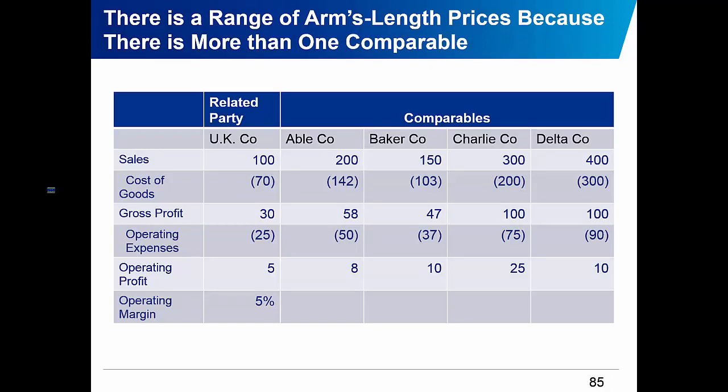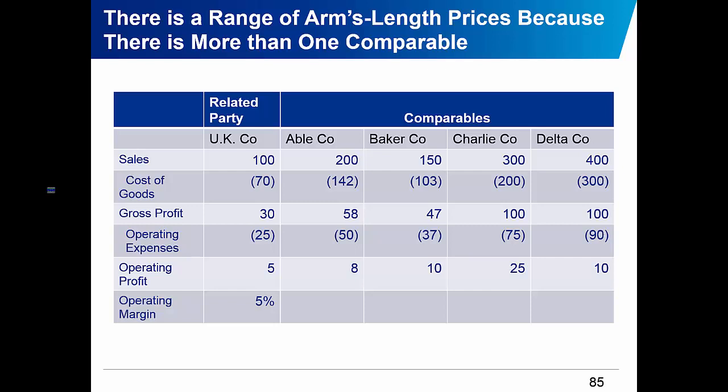The first one is the one that was on the previous slide. We're going to call them Able Company now. They're the ones with the sales of 200 and the operating profit of 8. And then I found 3 other comparables, Baker Company, Charlie Company, and Delta Company. They all have different levels of sales and different results.